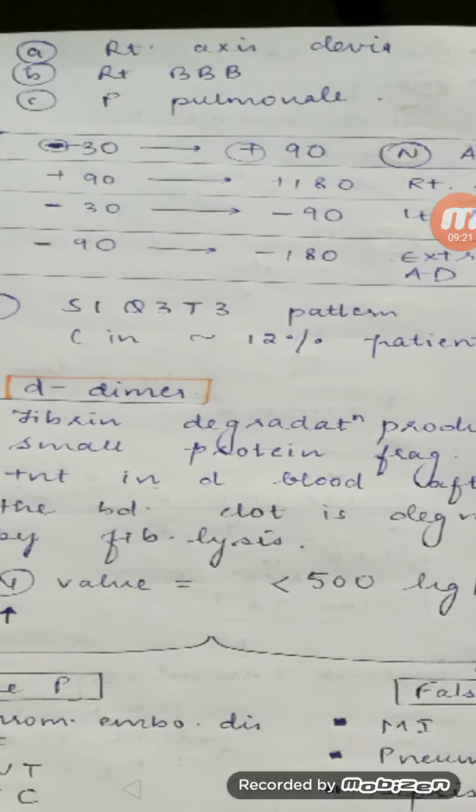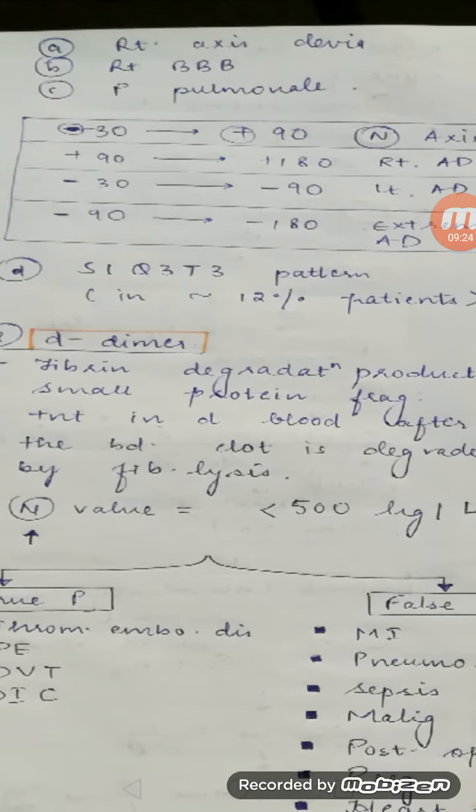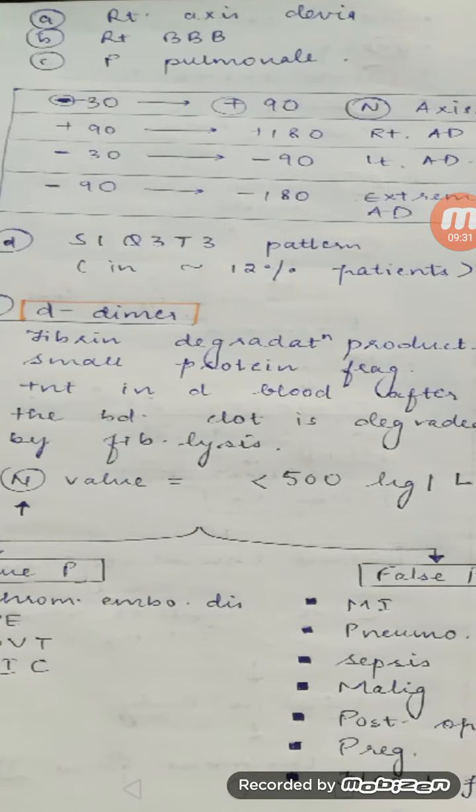Now if you want, you can have a look at this, but I'm not telling you right now what are the axes. Just know that normal axis is minus 30 to plus 90, and all these deviations of axis you can see in this. You can pause the video and have a look at it.